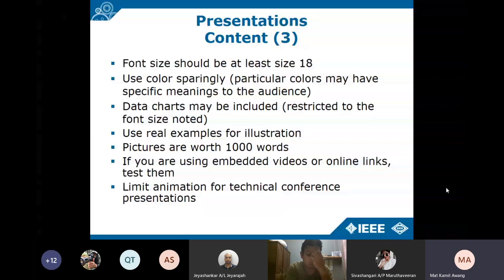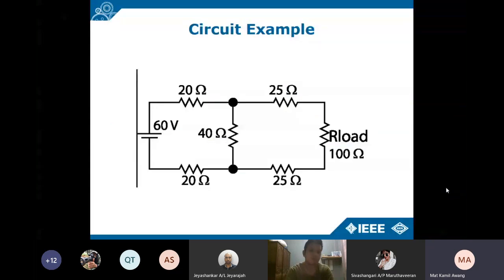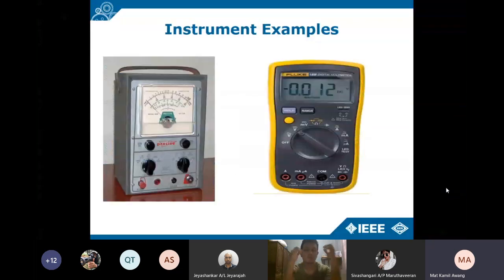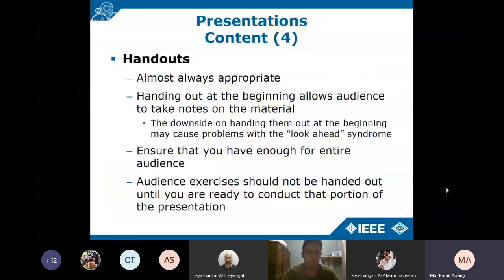If you are presenting in a technical conference, then limit the animation. Don't put too many animations. Right? For example, you have these circuits. Example, you use photos of instruments in your slide presentation. Then you need to have the handouts, and our students normally miss this.